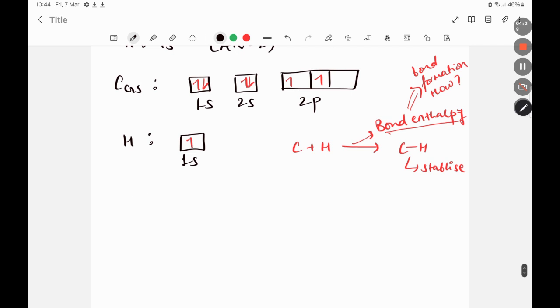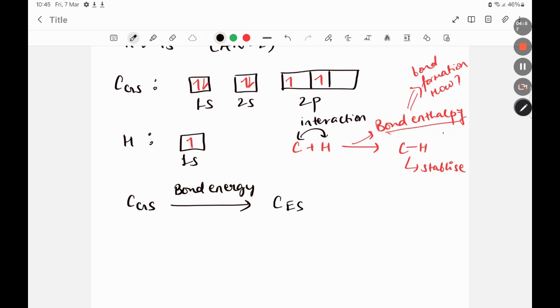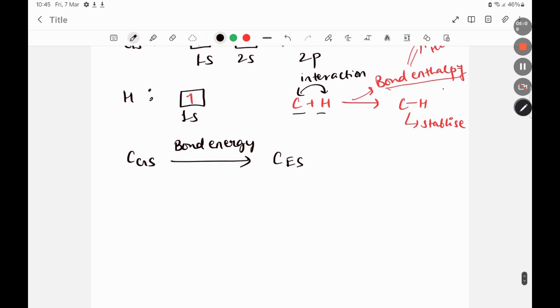Okay, so here carbon was initially in its ground state, but there is a bond energy. The bond energy which was released with the interaction of carbon and hydrogen was utilized in exciting the ground state of carbon into its excited state. So this bond energy basically helped carbon in its ground state to reach its excited state, and this bond energy was released due to the interaction between the carbon and the hydrogen atomic orbitals.